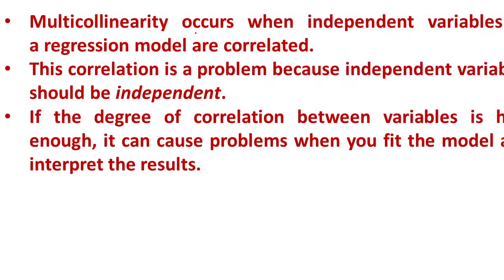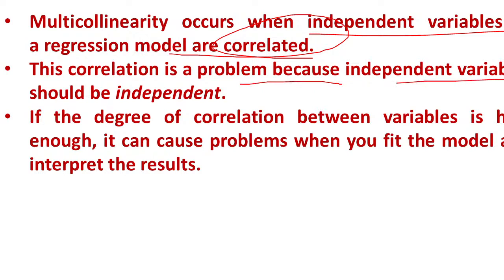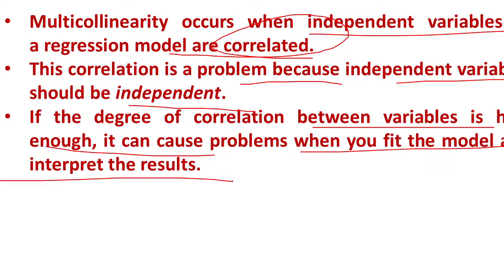So multicollinearity occurs when independent variables in a regression model are correlated. When independent variables are correlating, then multicollinearity will occur. And this correlation is a problem because independent variables should be independent. If the degree of correlation between variables is high enough, it can cause problems when you fit the model and interpret the results. So this is about multicollinearity.